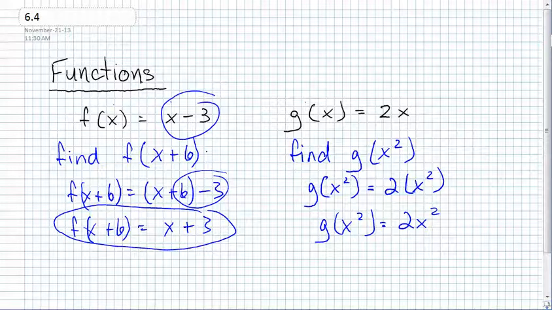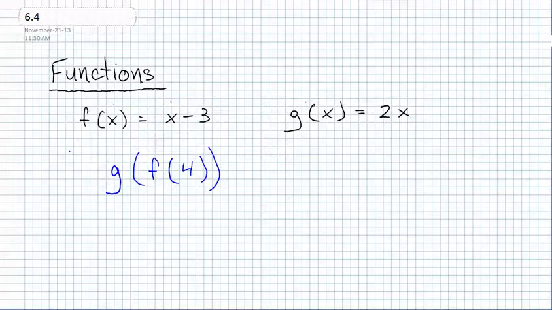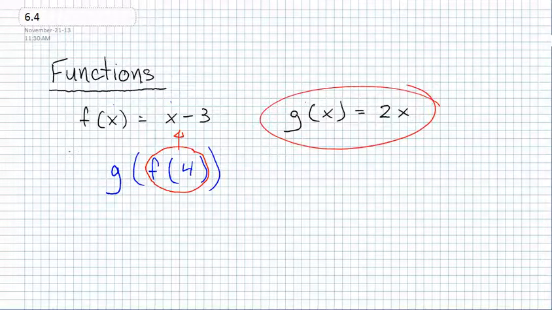Okay? Well, let's make this a little bit more difficult for the last example prior to the homework question. If I asked you to find g of f of 4, what am I asking you to find here? Well, what I'm asking you to do is first of all find f of 4. What is f of 4? You can find out right using that function there. Once you get that answer, plug it in to the function g and see what you end up with. Okay? Give that a shot. I'll give you 3 seconds.